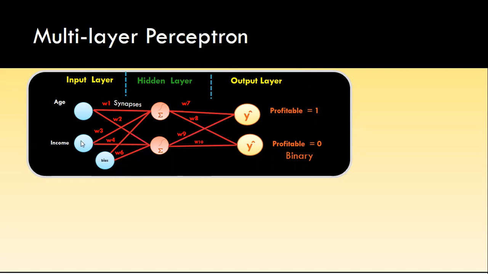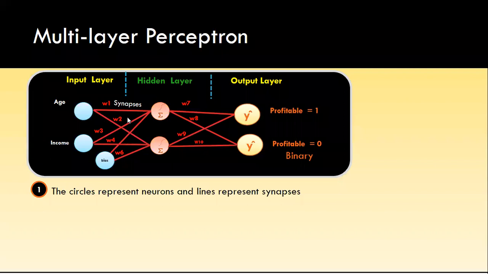So here the circles represent neurons and the lines represent synapses. There is one input node for each attribute. That is, for each attribute, one neuron is created. In this case, for the age attribute, a neuron is created. Similarly, for the income attribute, a neuron is created. So there is one input node for each attribute.